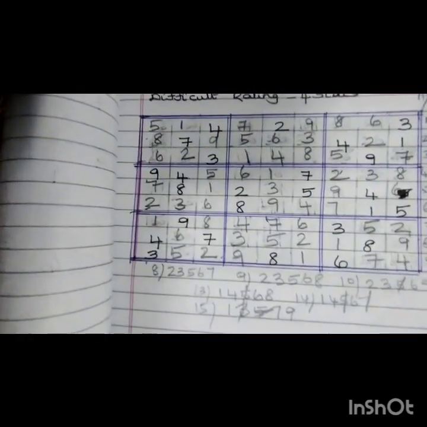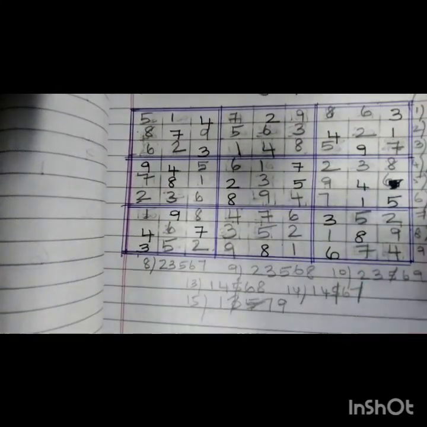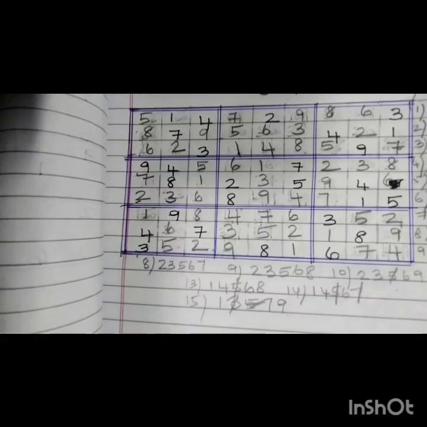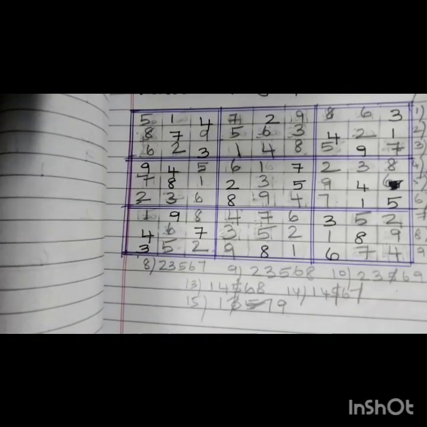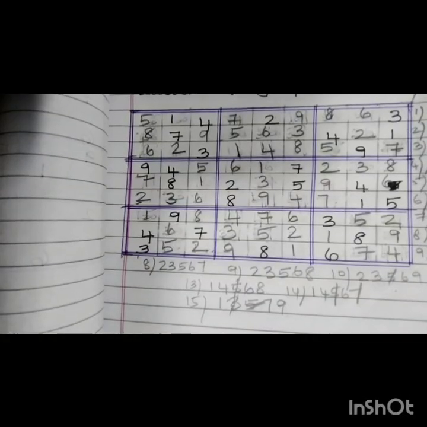Just check all numbers are filled up. Difficult one, we have filled it easily. So all 81 cells are filled successfully. So today's Sudoku is completed.